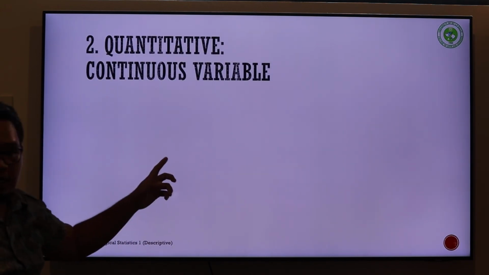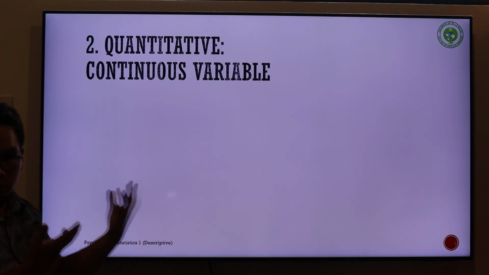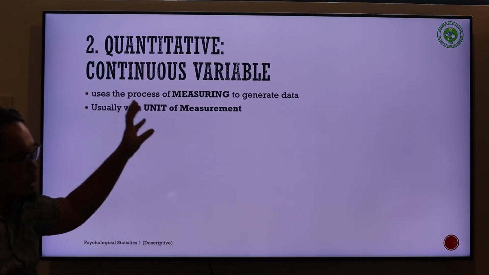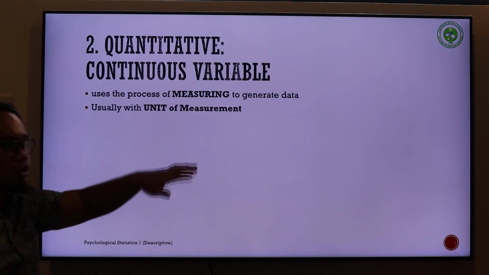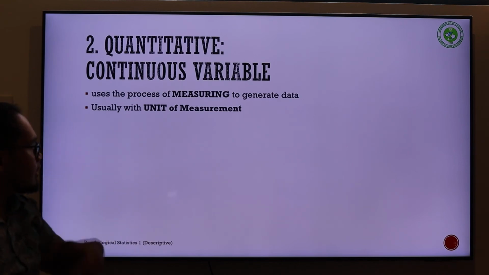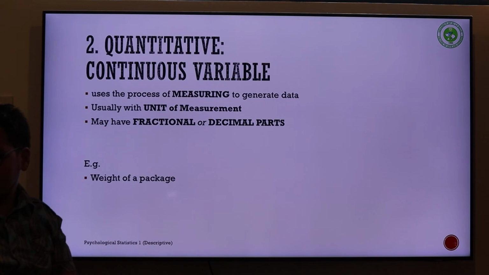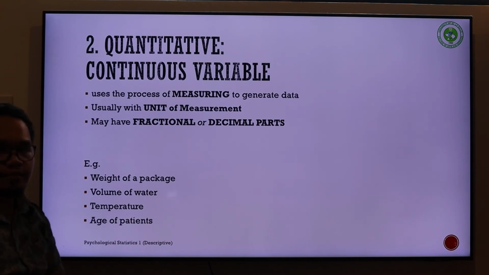Second one is continuous, quantitative continuous variables, so we can just simplify that into continuous variables, shall we say. We gather or generate data by measuring, okay? We measure. And usually, since we're measuring it, it comes with units, of course, and it may have fractional or decimal parts, since it's being measured. For instance, say we have the weight of a package, volume of water, temperature, and age of patients.